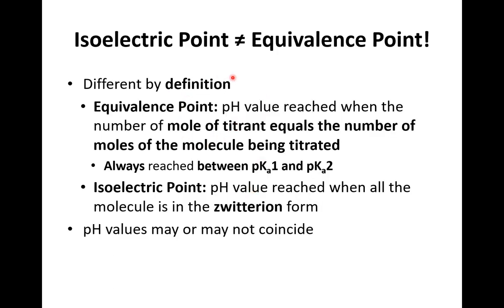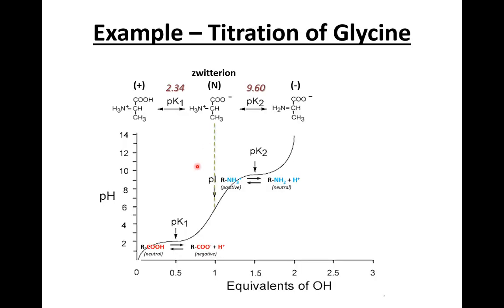Now, again, I want to stress the difference between the isoelectric point and the equivalence point. This is something that is always confusing for some of you. Now, the equivalence point, again, by definition, is the value that you reach when the number of moles of titrant here is equal to the number of moles of the molecule you are titrating, so the amino acid right here.